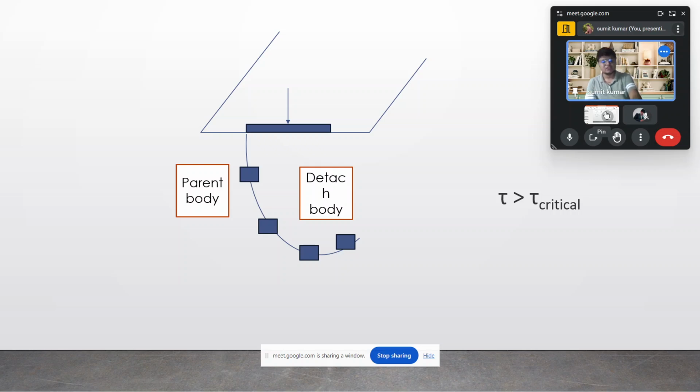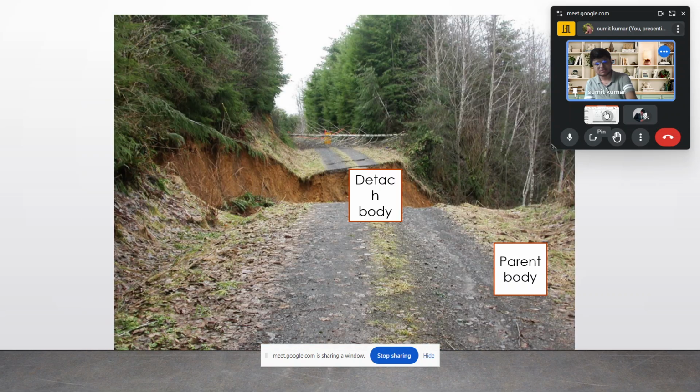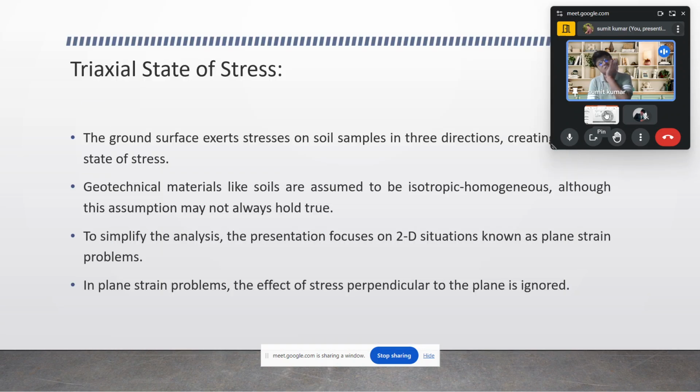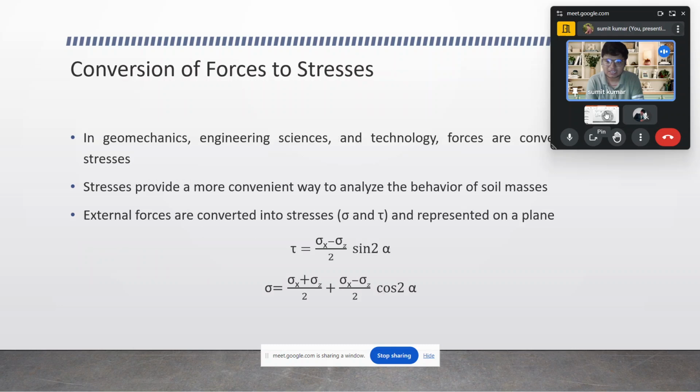Okay. So I am talking about the detached body and the parent body, which we have discussed in the previous two classes many times, so I am not going over that. We talked about the triaxial state of stress. I am not concerned about talking about this over here because we will discuss this today and as well in the next class.